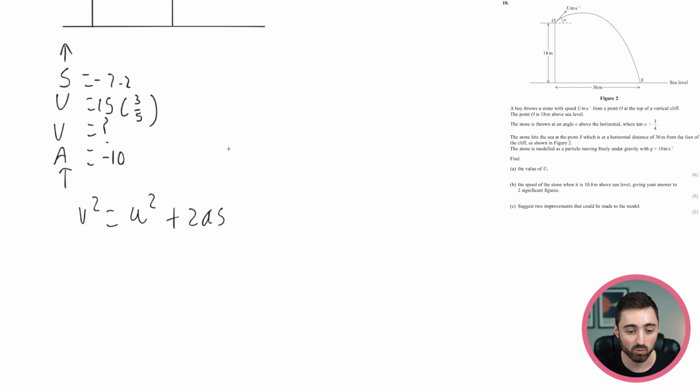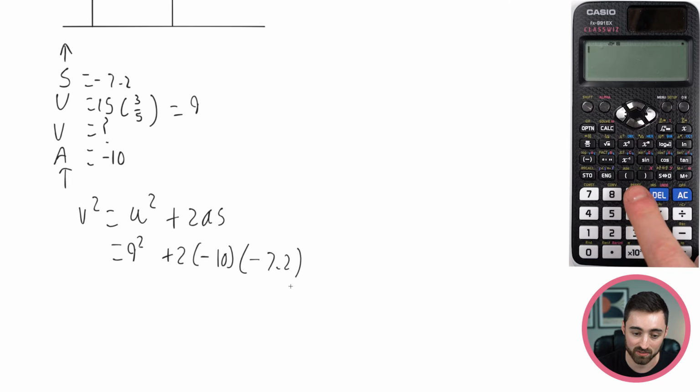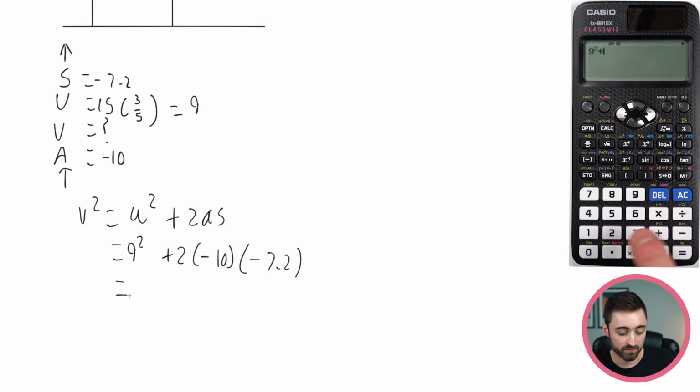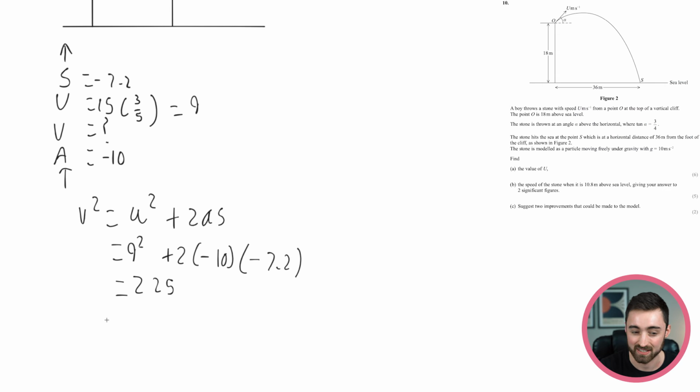So U squared, well, what is U? 15 times 3/5. The 5s are going to cancel. 15 over 5 is 3. Times that by this 3, I get 9. So V squared is going to be 9 squared plus 2 times minus 10 times minus 7.2. Stick it in your calculator. That gets me 225, which is actually fantastic because that's 15 squared in it.